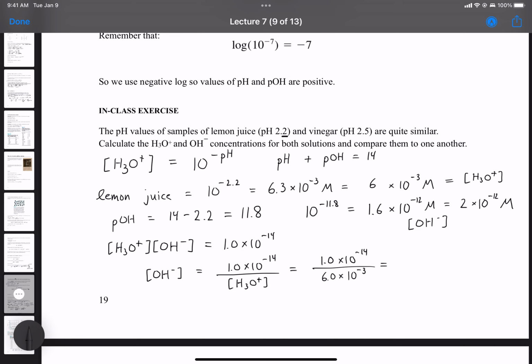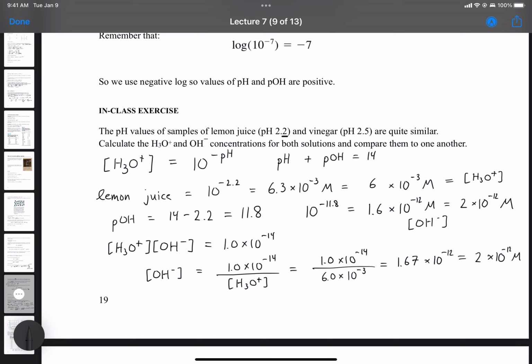Now we could do that. So 1e to the negative 14th divided by, oh sorry, 6e to the negative 3rd, and we get about the same number. We get 1.67 times 10 to the negative 12, but we're going to round that to 2 times 10 to the negative 12 molar.